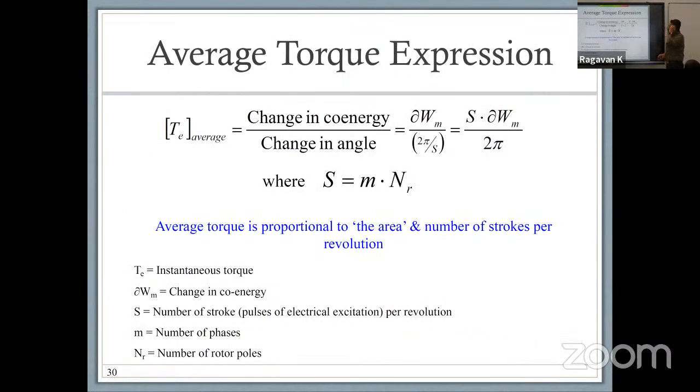So if you talk about this now, the average torque expression is given as M times NR, where S, the basic stroke, is equal to M times NR, and the average torque is given as S times del, basically the rate of change of co-energy with respect to the angle. Why is this important? It is important because this led to an invention that is currently being used in several commercial applications.